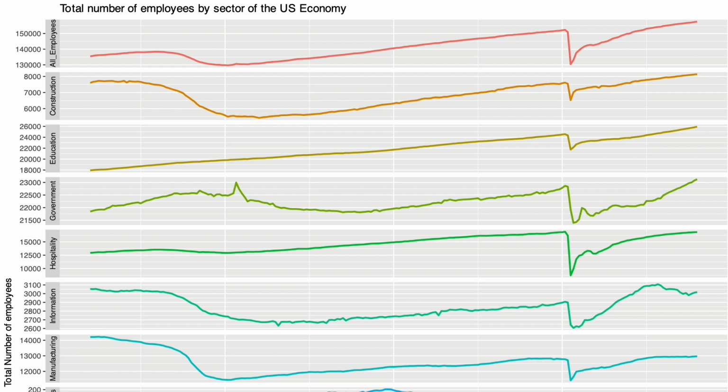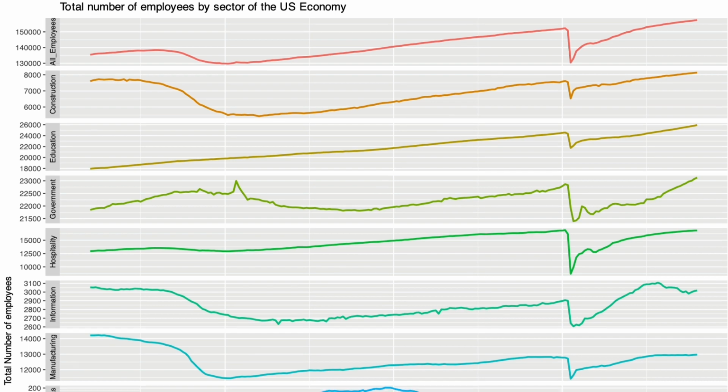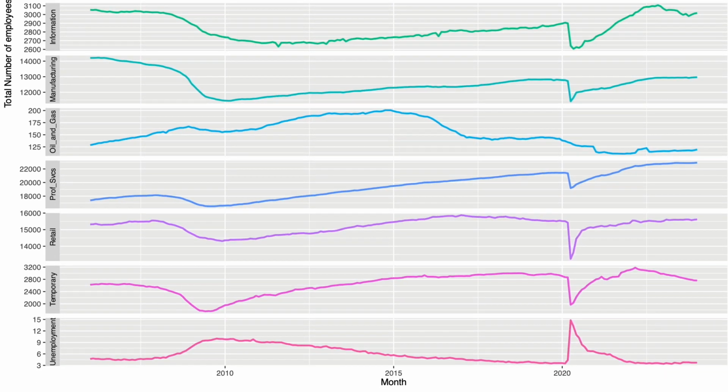And as you can see, all employees had a huge drop, but the one right below it, construction, not as big. Education, bigger than construction, but a lot smaller than all employees. The one below that, government, huge, huge, huge drop. And you can see this all the way down to the last one, which is unemployment. And as all these people lost their jobs, guess what? Unemployment went up. The one with the smallest drop is professional services, as you can see.